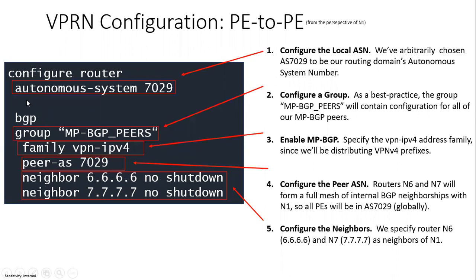First we're going to set our autonomous system. Then under the BGP group, multi-protocol BGP peers, we're going to specify the family VPN IPv4, our peer AS, which is going to be the same as our local AS, and both of our neighbors, which from router N1's perspective is going to be router N6 and N7.